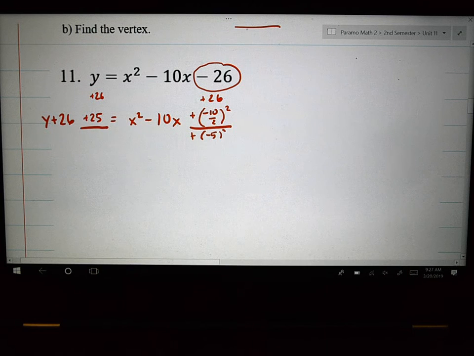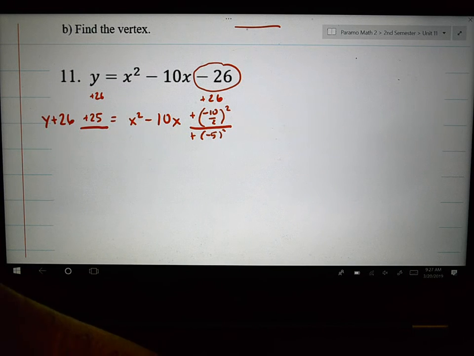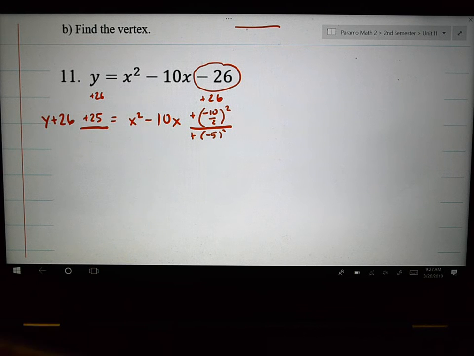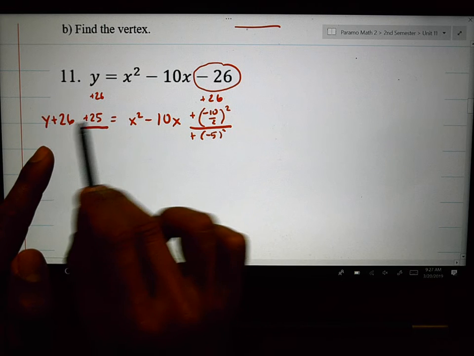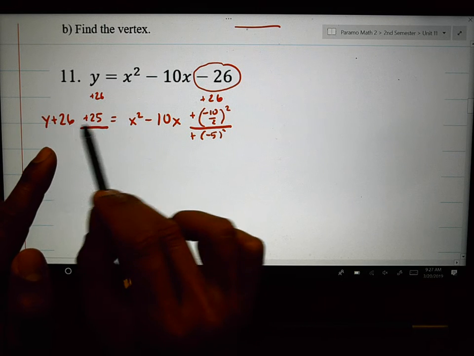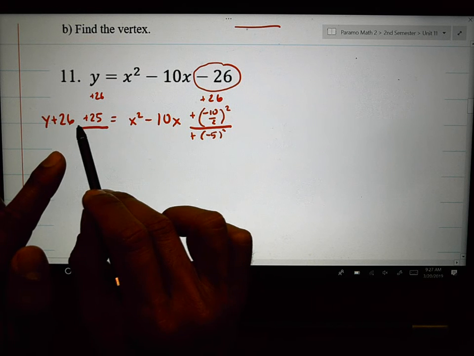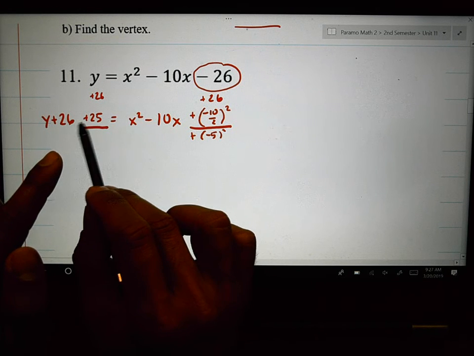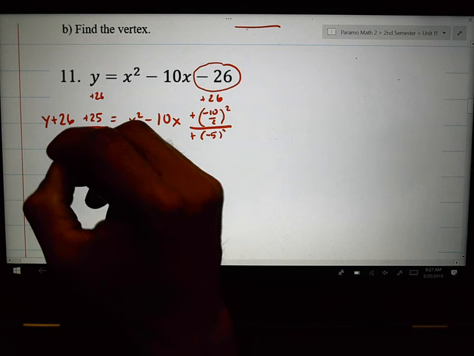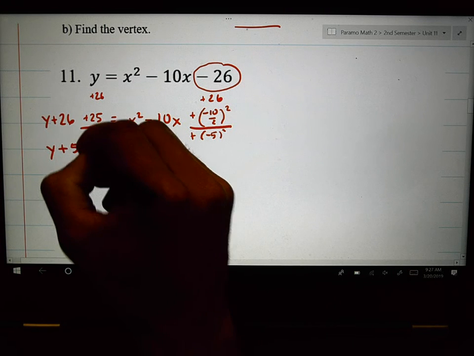But step 4, if my memory serves me correct, says something like simplify and combine the numbers on the y side. We need to put these two numbers together. Simplify it. What is the 26 plus 25? If you need a calculator, use a calculator. But some of you can do that in your head. What is it? 51. Y plus 51. It's a positive 51.